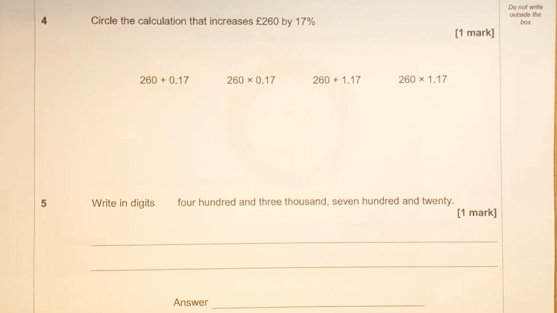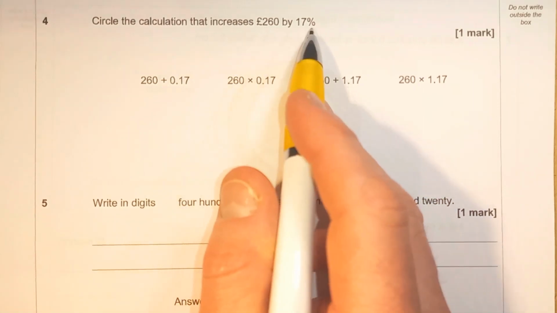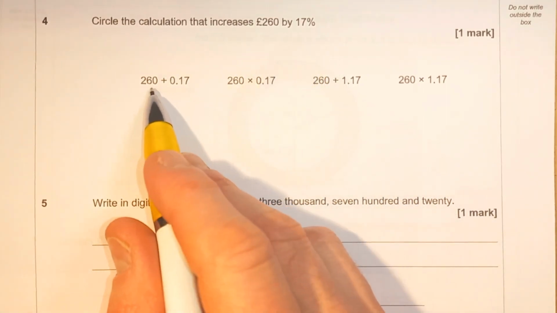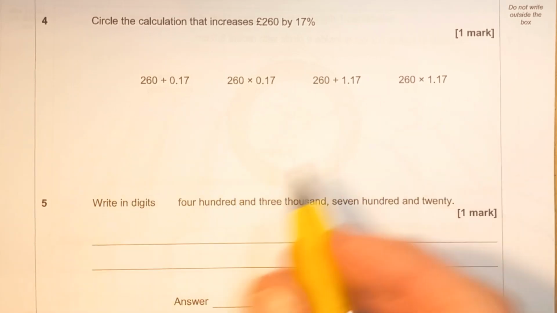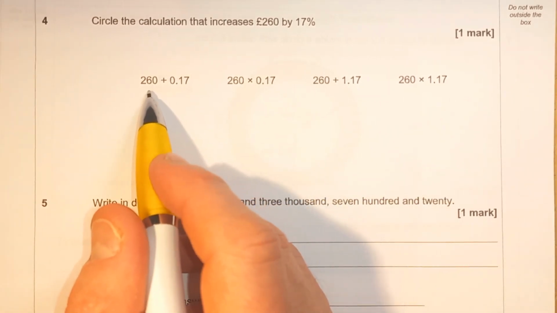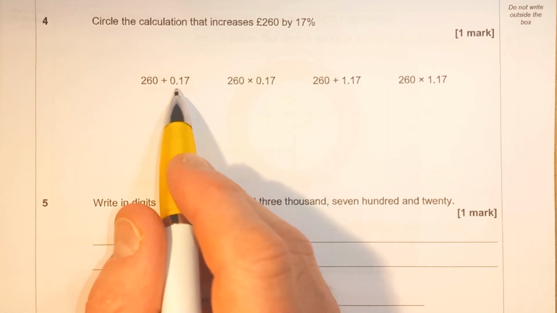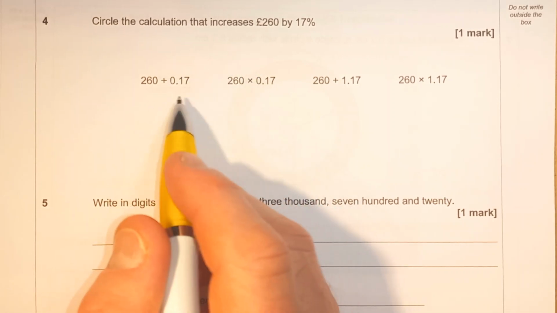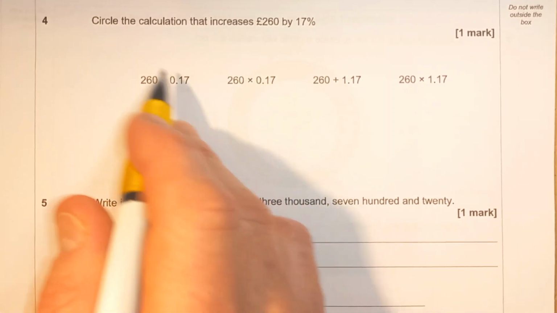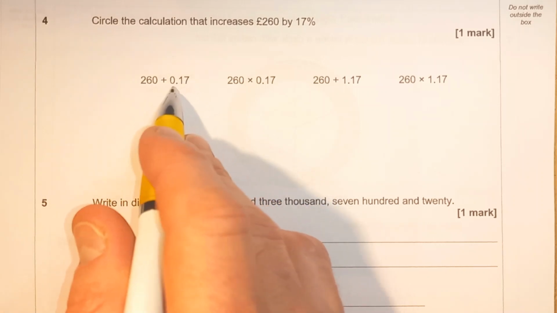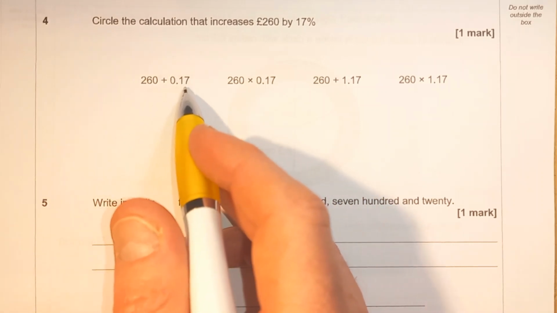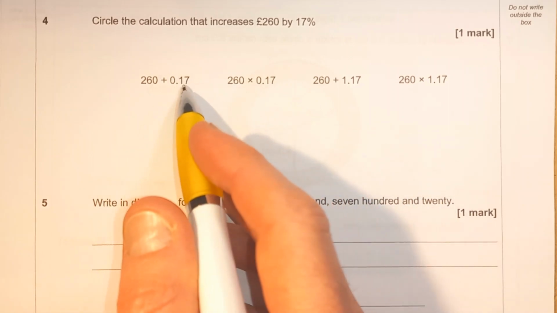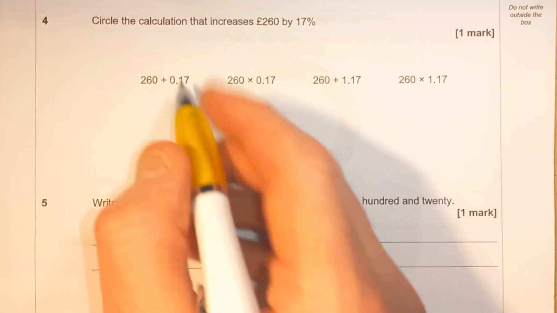Question 4. Circle the calculation that increases £260 by 17%. Okay, increases it by that amount. Well, I'm going to do it by a process of elimination. £260 plus 0.17. Well, 0.17 is 17%, but we want 17% of 260, not just 0.17. This isn't 17% of anything, it's just 17 as a percentage. So it's not going to be that one.